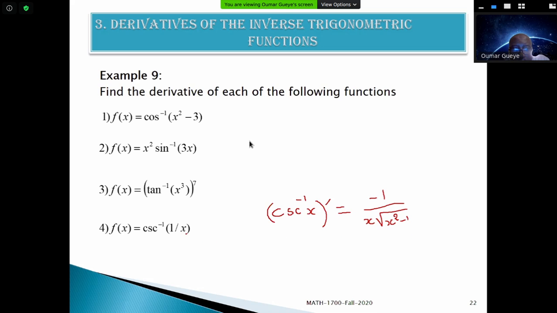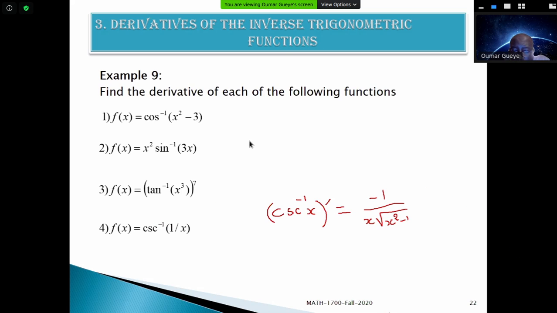For this function, since we don't have x, we substitute this x in our formula by 1 over x. So it's going to be -1 on the top, but the bottom becomes 1 over x instead of x. And under the square root, you will get 1 over x squared minus 1. And don't forget now to multiply with the derivative of 1 over x, because we have the composite of two functions. In this case, you have to use the chain rule.